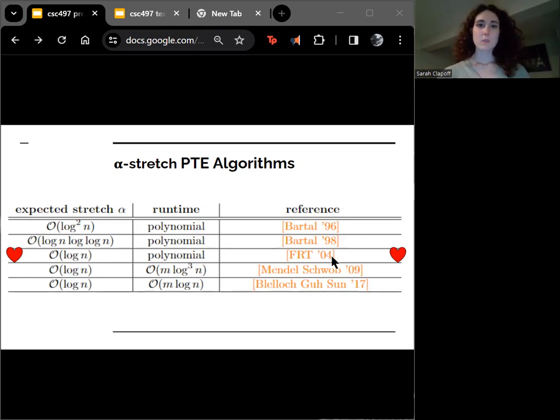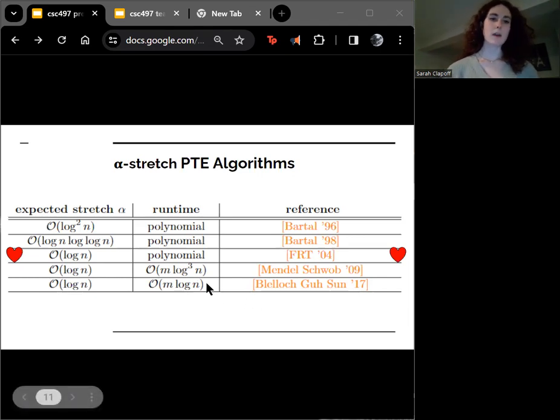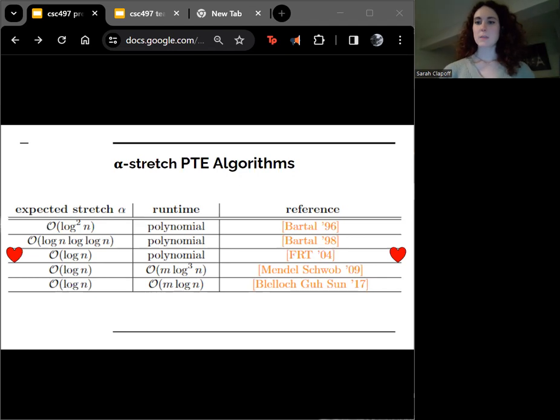So this FRT algorithm, which we're going to talk about more in a second, has expected stretch of O of log n, but the runtime is still polynomial. And so Mendel and Schwab in 2009 improved that to m log^3 n, and then Blelloch, Gu, and Sun in 2017 improved that further to m log n. And so that currently is the state of the art and where we're standing now. But we looked really in depth at the FRT algorithm. So first we're going to look at how they constructed their PTE, and then we're going to look at how they decomposed the graph.